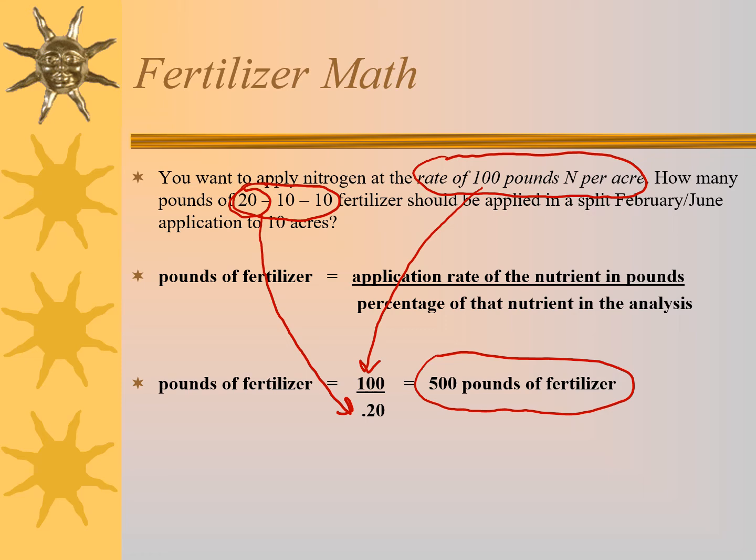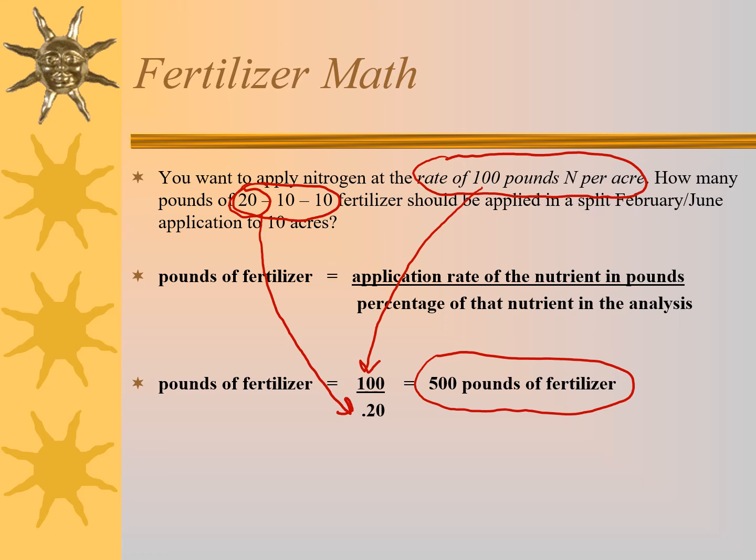Okay, now that would be 500 pounds of fertilizer that you would apply to 1 acre over the course of 2 applications. And the reason it's such a high number is because you have to remember that the fertilizer that we're using is not 100% nitrogen. There's only 20% nitrogen in that bag of fertilizer, so we have to bump our rate up considerably in order to compensate for the fact that that bag does not contain 100% nitrogen.